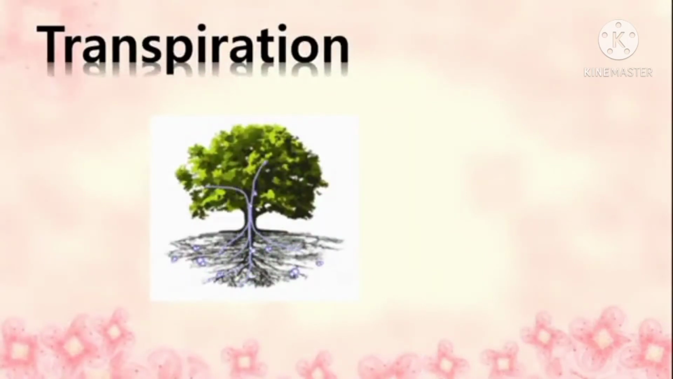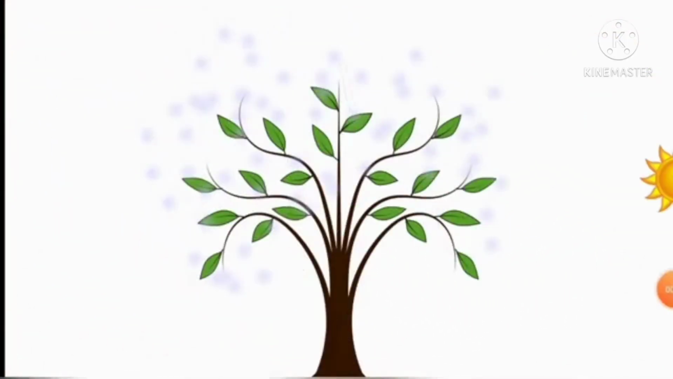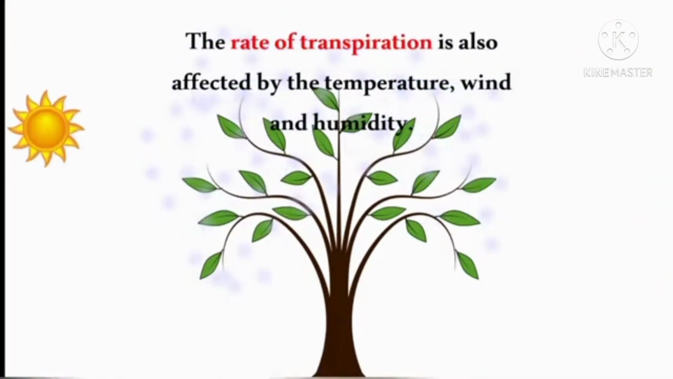Now let's see the definition of transpiration. So what is transpiration? Evaporation of water from the plant is what we call transpiration. Transpiration refers to the process by which the water content in the plants is released into the atmosphere in the form of water vapor. So transpiration takes place in plants.